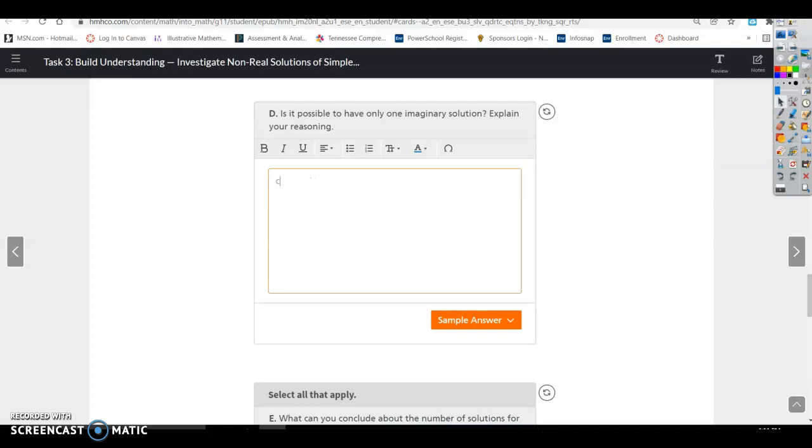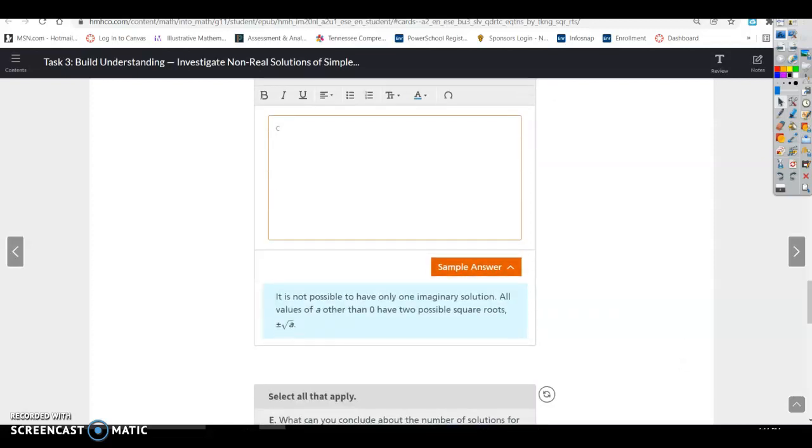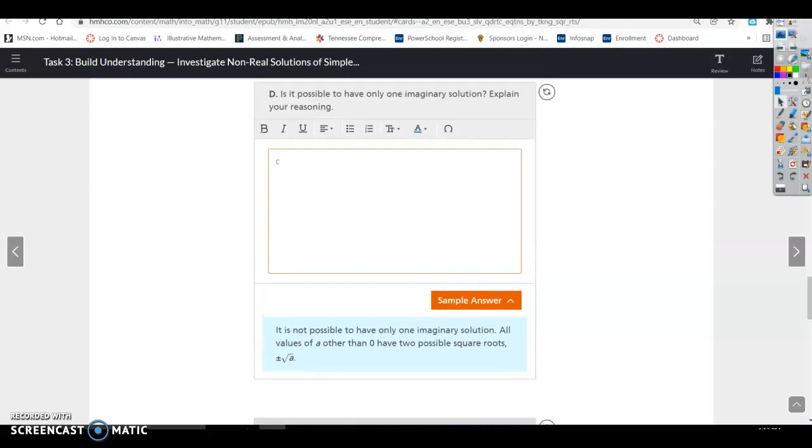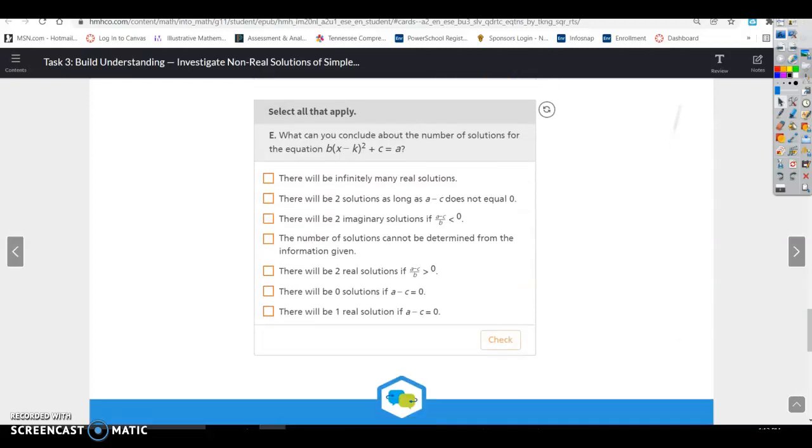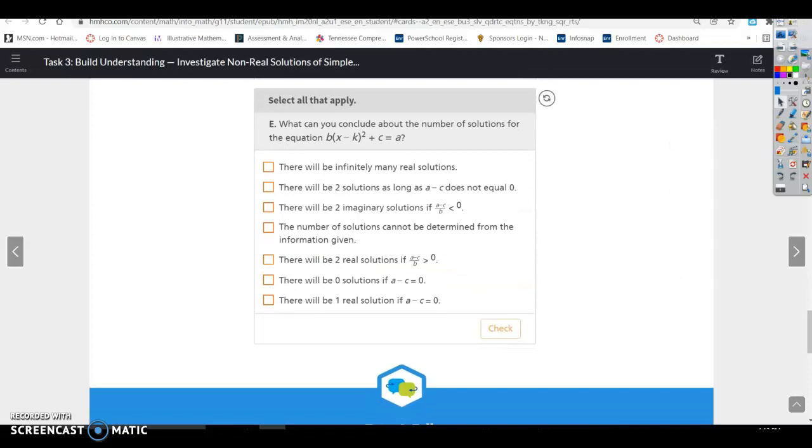So let's see what this says here. It is not possible to have only one imaginary solution. All values of A other than 0 have two possible square roots. So it'd be two real or two imaginary. All right, select all that apply. What can you conclude about the number of solutions for the equation here? Before we take the square root, we would have to subtract C and then divide by B. So it says there's an infinite number of solutions. That's not true. We know it's 2, 1, or 2 imaginary, so we can rule out that one.